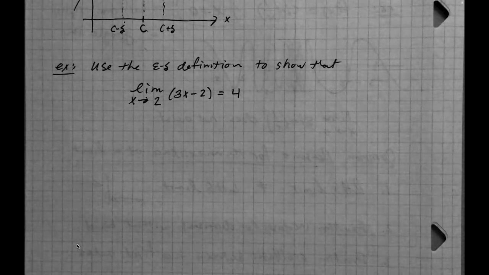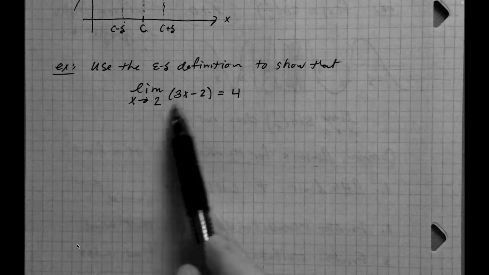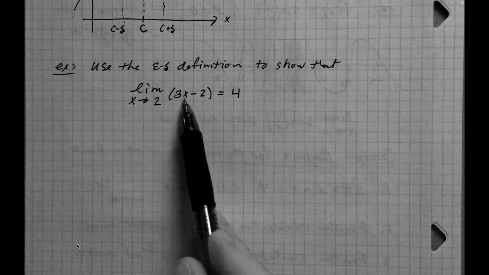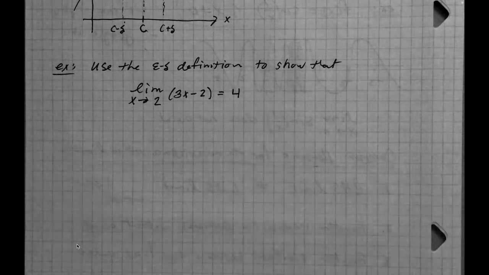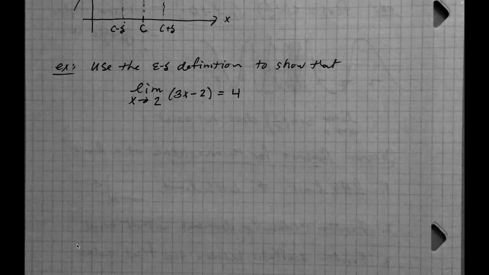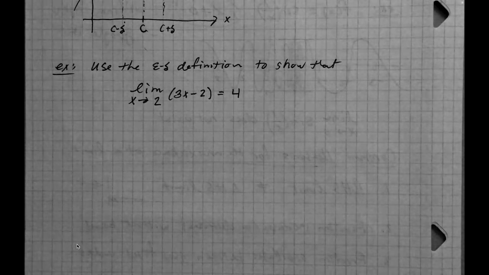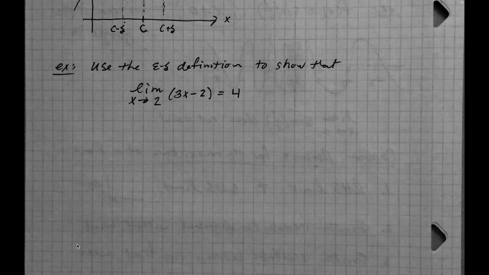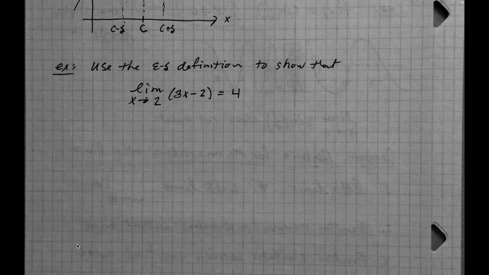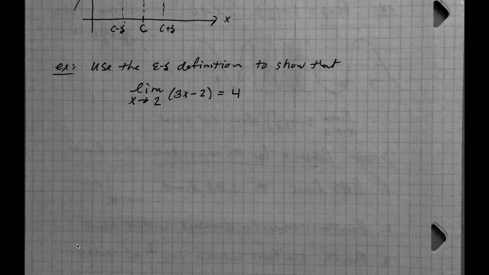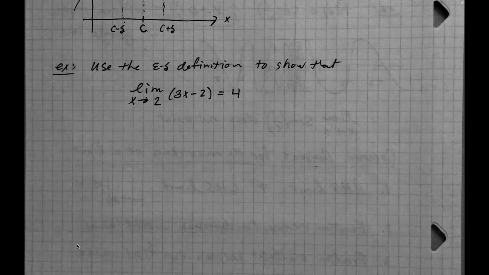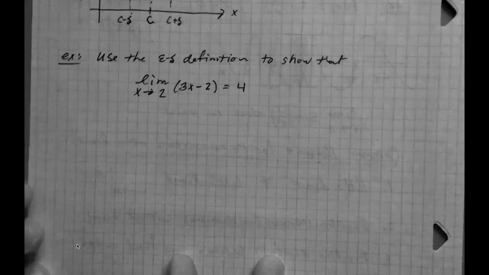And so you can easily see that if I plug in 2 for x, 3 times 2 is 6, minus 2 is 4, so clearly that is the limit, right? This function is defined for all real numbers, so there are no holes or anything. So this is a very obvious example, but we want to use a simple example to make sure that we can see the machinery of the proof using the definition, right?